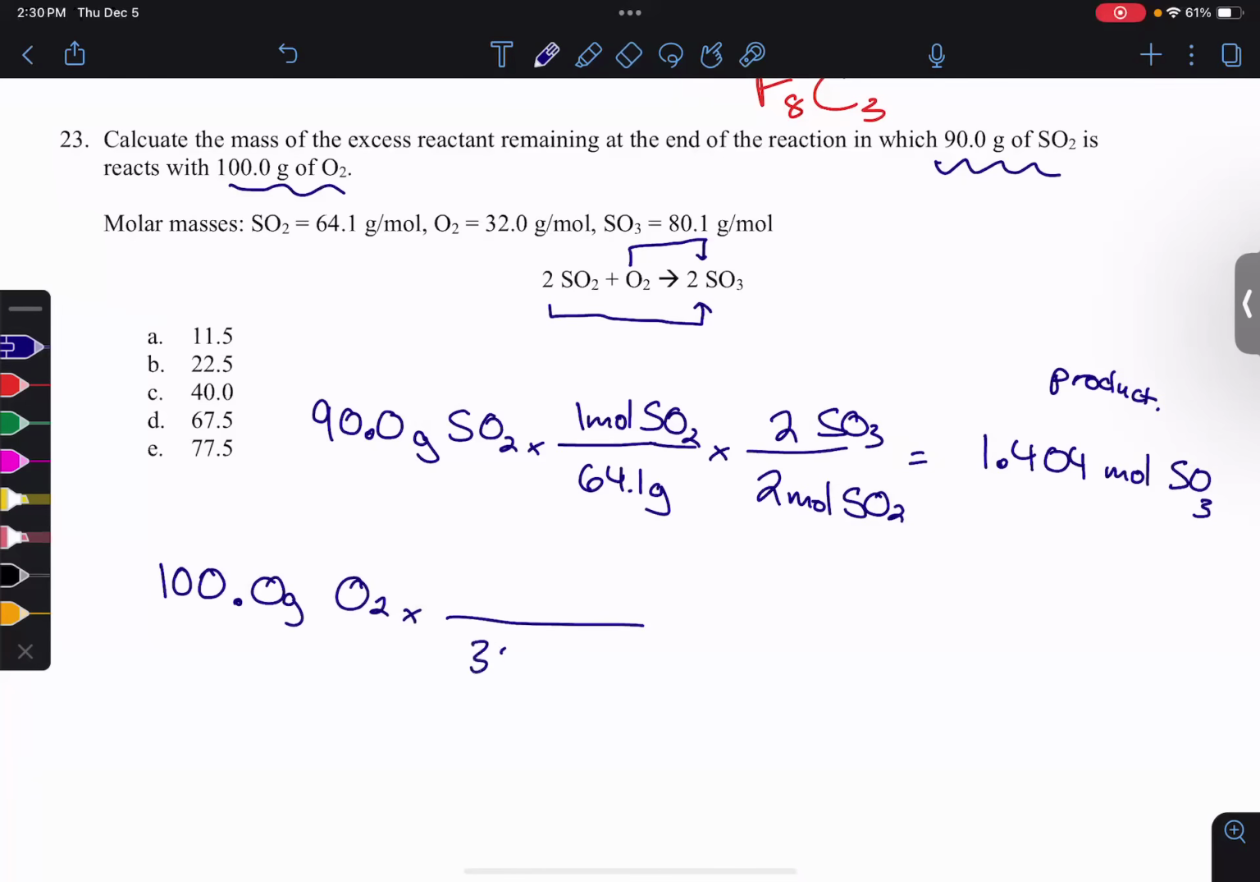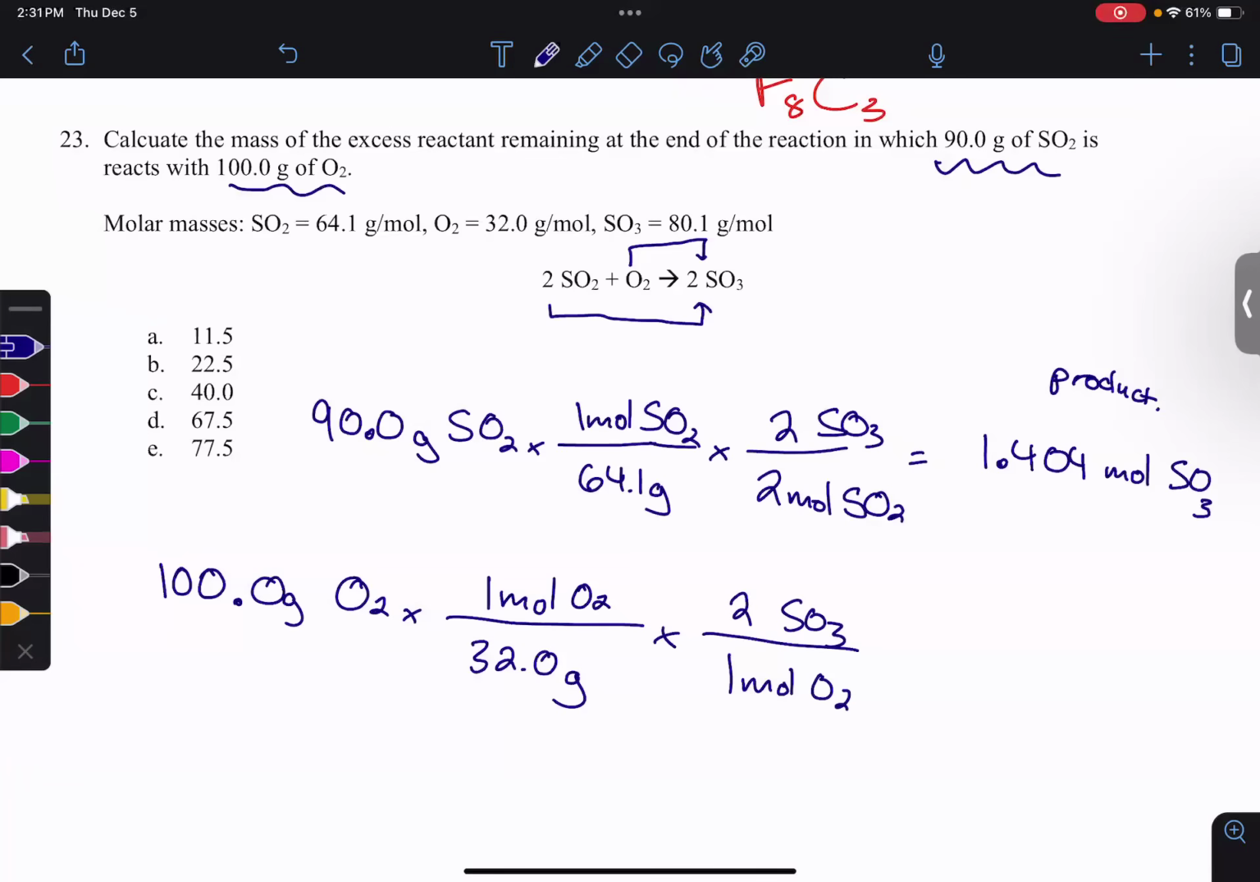So we do the same thing, but this time use the molar mass of oxygen. So 32, 1 mole of oxygen. Then do the stoichiometry, 1 mole of oxygen gives us 2 moles of SO3. I actually have to do this math. Or do I? Yeah, I do. 100 divided by 32 times 2.